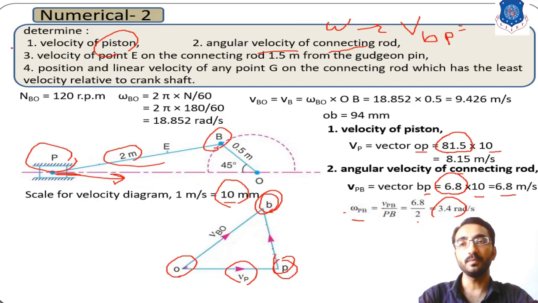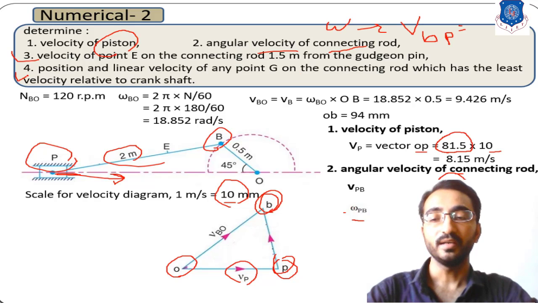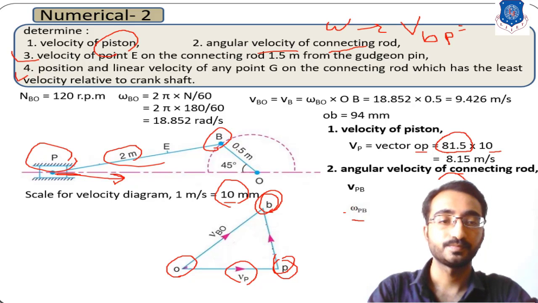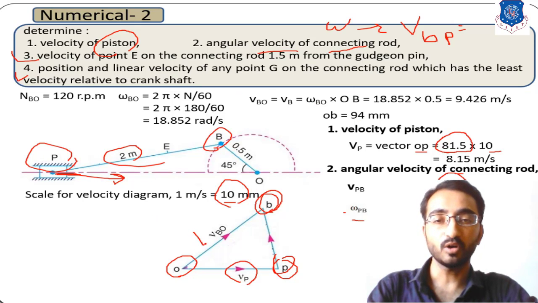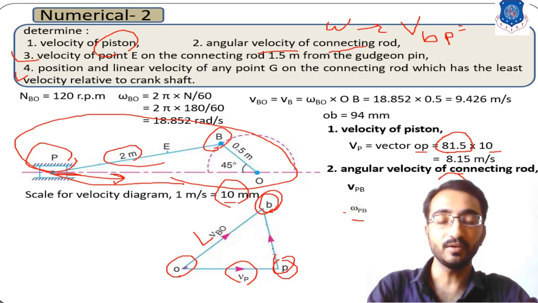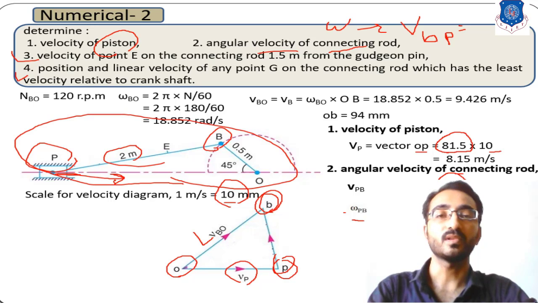Now remaining two terms we will solve in our next lecture. And before going to the next lecture, we have to take the velocity diagram of this point and this configuration. We have to remember this configuration diagram.